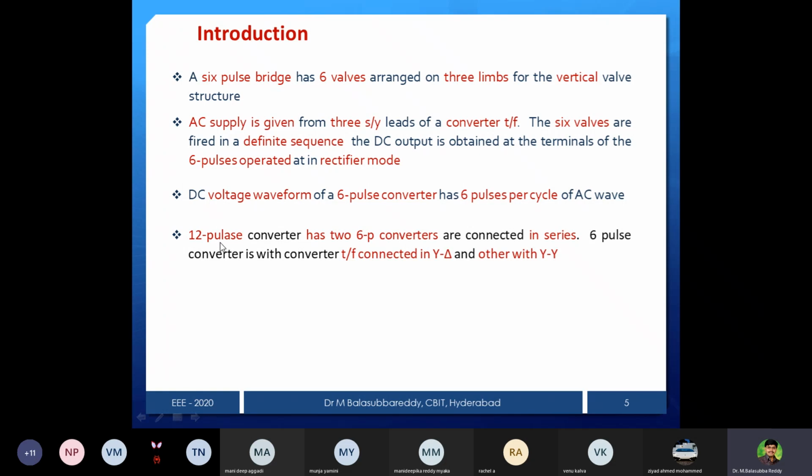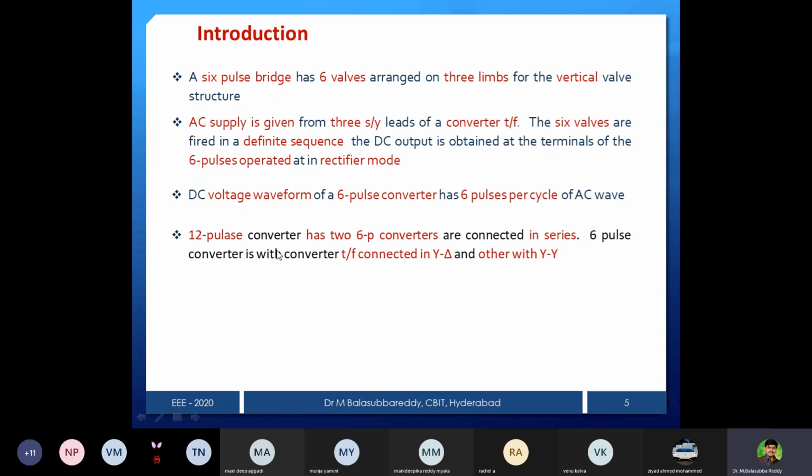So this 12 pulse converter has two 6 pulse converters connected in series, and here the transformer connection is very essential. One must be star and delta, another must be star star. A phase shift of 30 degrees is required in this case.